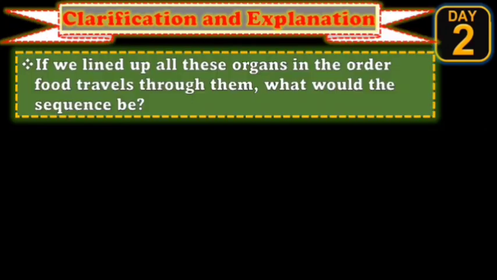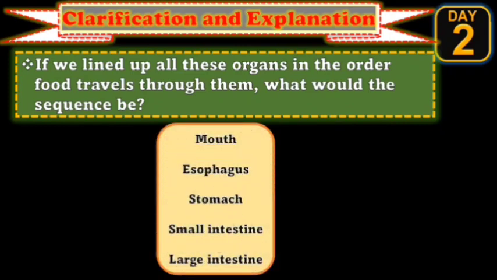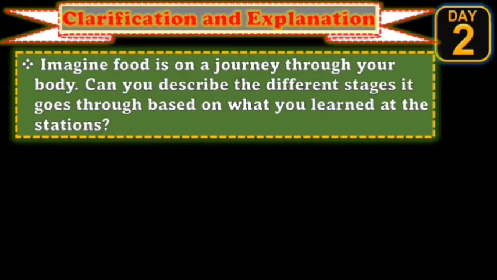For clarification and explanation, if we lined up all these organs in the order food travels through them, what would be the sequence? So the sequence, the first will be the mouth, going to the esophagus, to the stomach, to the small intestine, and the last part is the large intestine.